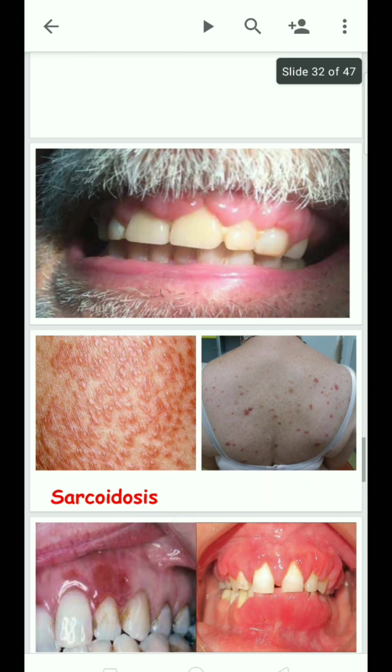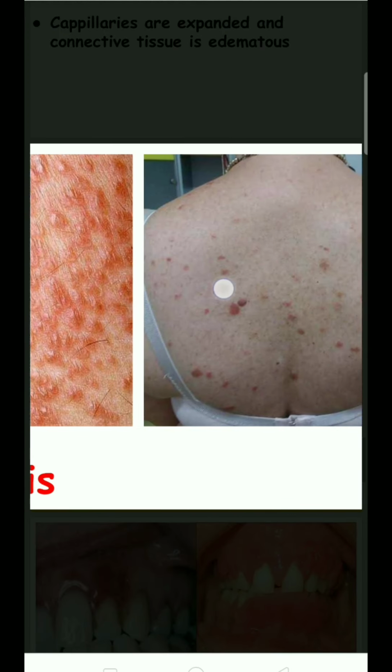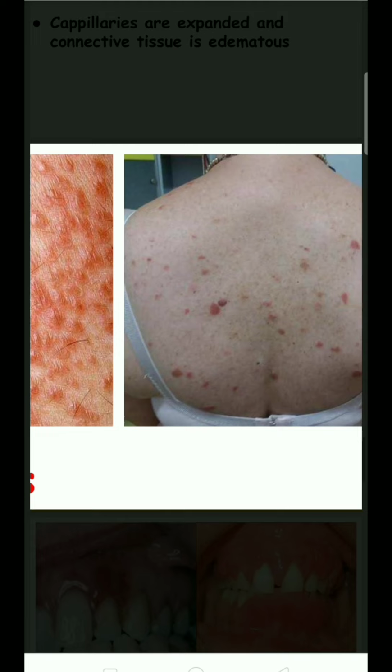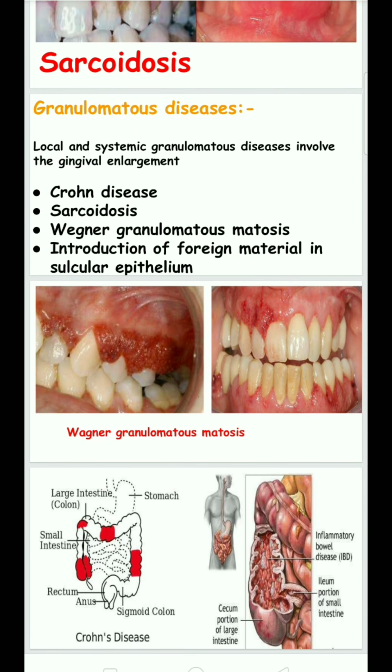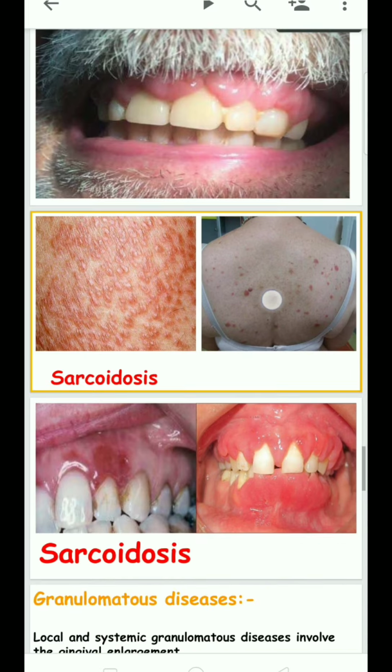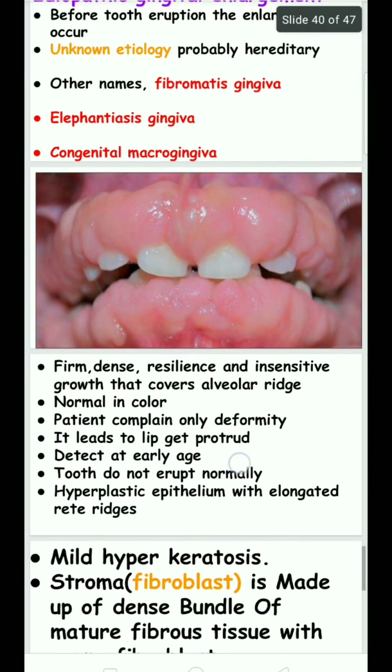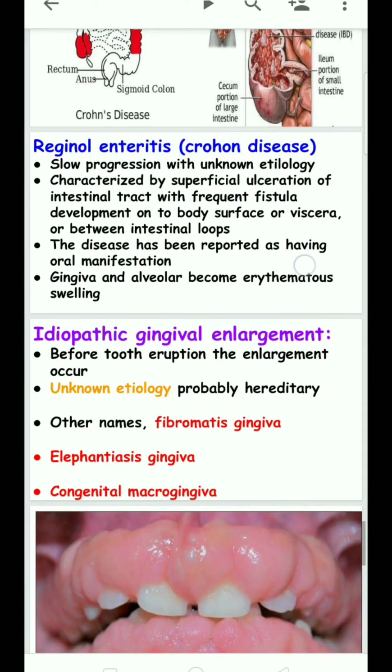In sarcoidosis, there is a collection of small inflammatory cells in the area. As a result, it is also seen in the mouth, so that leads to gingival enlargement. Wegener granulomatosis is due to the presence of vascular inflammation or vasculitis, infection in the vascular tissue. As a result, gingival enlargement also occurs. Interaction of foreign materials into the crevicular epithelium also leads to gingival enlargement.